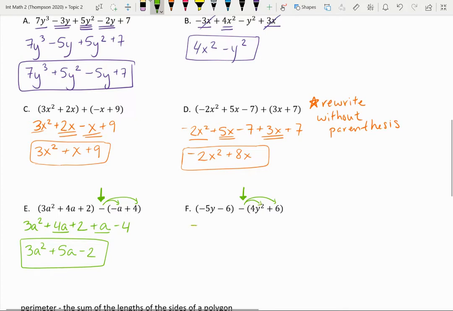nothing before. So before, in my parentheses, I have minus 5y minus 6, so I'm going to copy that down just as is. My second polynomial that I'm subtracting is 4y squared plus 6. So this is actually going to be minus 4y squared and a minus 6.